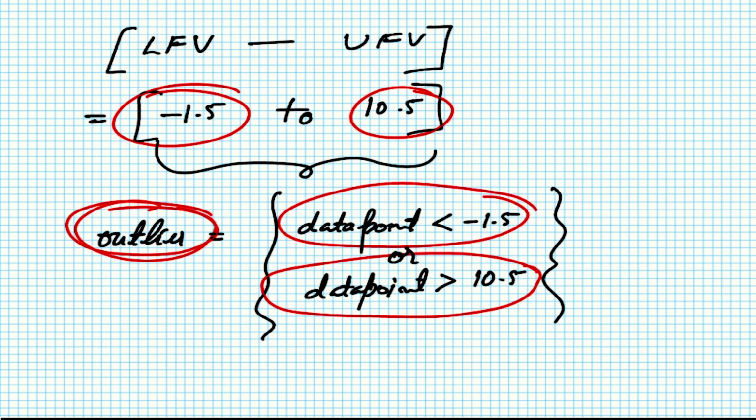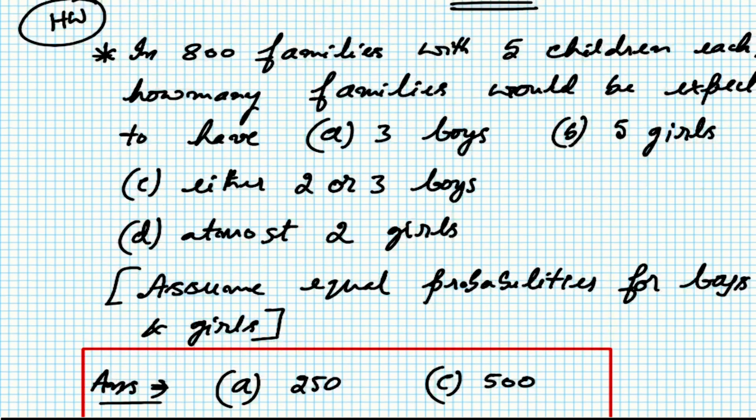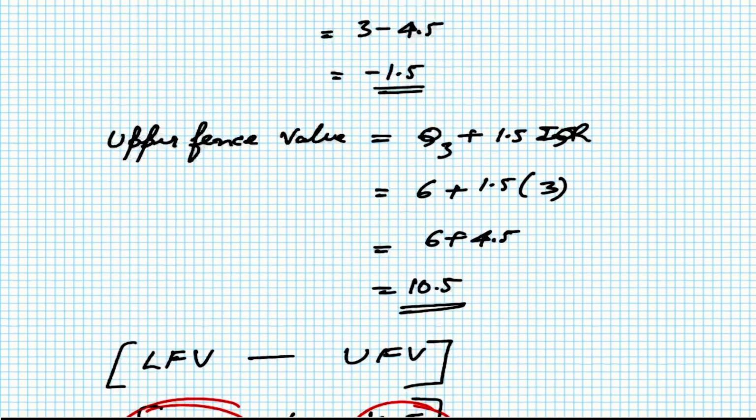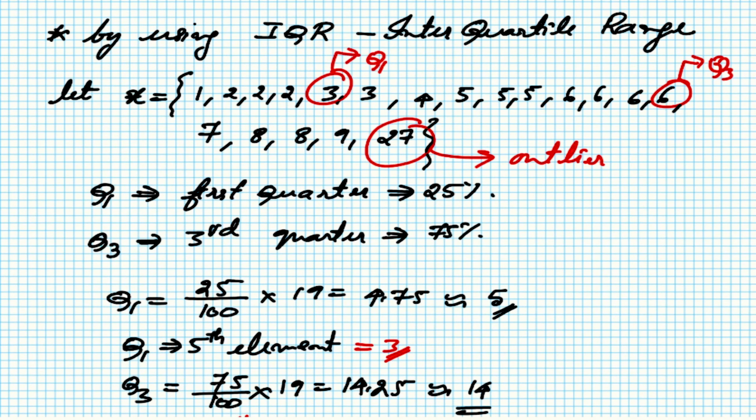So I got a range, right? That is what I'm looking for to identify whether a given data point is an outlier or not. So you can go back and check with your data set. Compare with this. Now you understand that only the number 27 is an outlier because it is above the upper limit, that is 10.5. It is beyond the upper fence value, so it's an outlier.